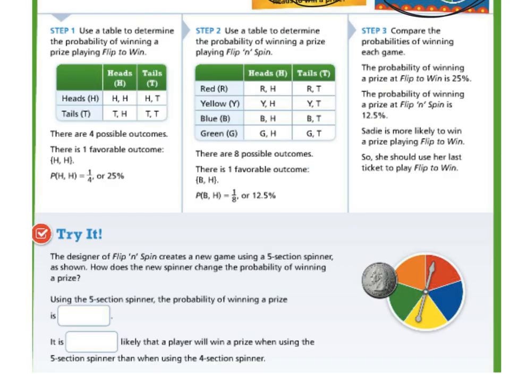All right, did you try it? Did you look carefully? This time the spinner is different than it is in the flip and spin game up in example 1. So what we're trying to do is determine how the new spinner changes the probability of winning a prize.